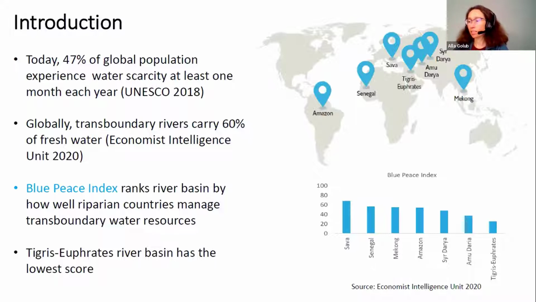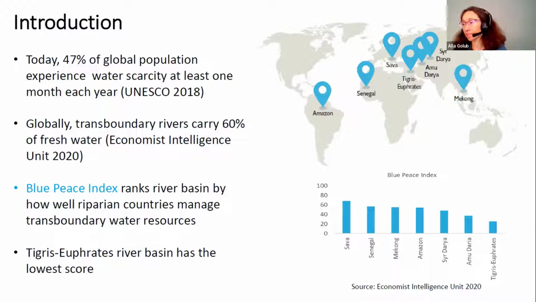Today, 47% of the global population live in areas that suffer water scarcity at least 1 month each year. And by 2050, this share will increase to 57%. Globally, transboundary rivers carry almost 60% of fresh water flows and are crucial in ensuring people have adequate water supply. The Blue Peace Index, constructed by the Economist Intelligence Unit, examines the extent to which countries are managing their shared water resources in a sustainable, equitable, and collaborative manner.